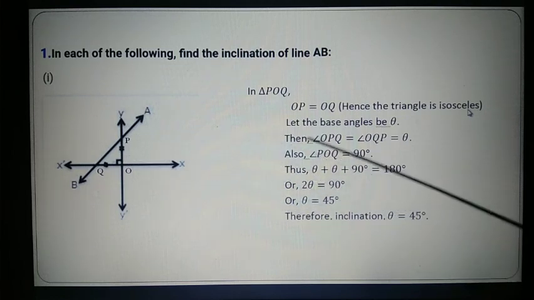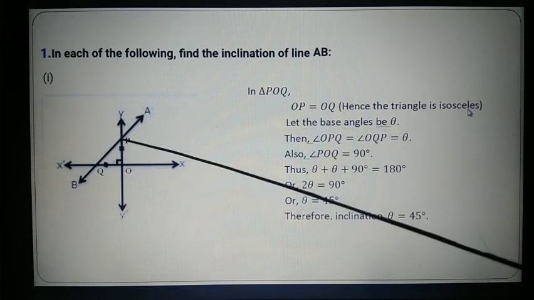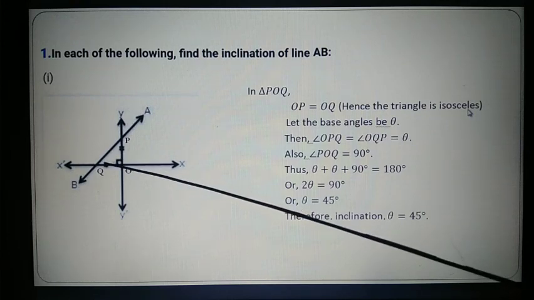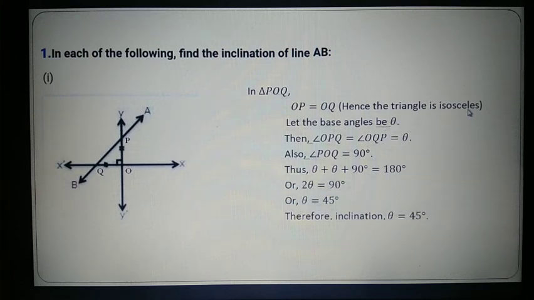Okay, so that's why I'm writing these to be equal to theta. Base angles is theta, so that's why OPQ. OPQ means this angle, and OQP is this angle, right? So these two angles are my base angles, and I'm going to call them theta. Fine. Now also we know that POQ is 90 degrees.